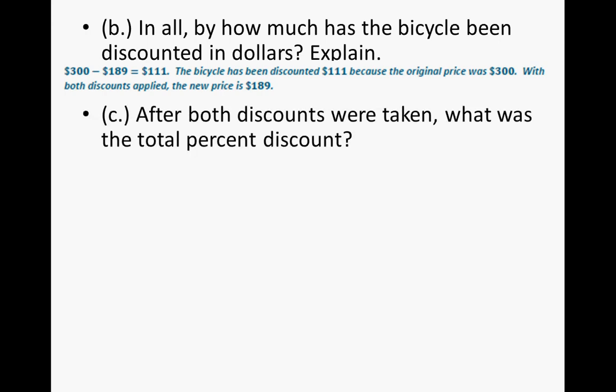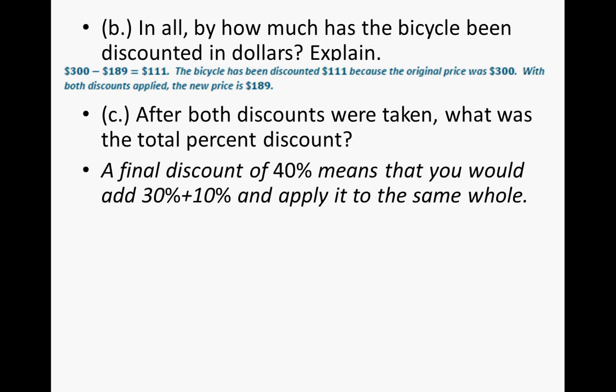So after both discounts were taken, what was the total percent discounted? Again, if you think it's 40%, you are wrong. But its final discount of 40% means that you would add 30% and 10% and add it to the same whole.